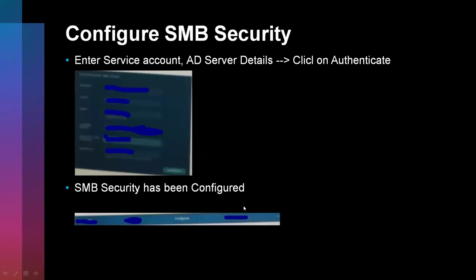Once we click on authenticate, we can see this screen: domain name, host name, and cluster name, host name, and the service account name, username, password, AD name, computer account name, and organization unit. All these details we should fill in and authenticate. Once we authenticate, it will get configured. We can see this option as configured.